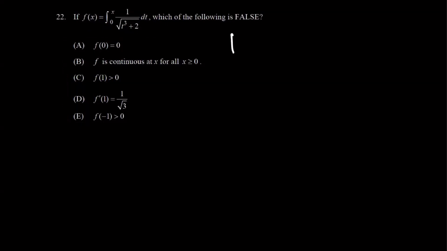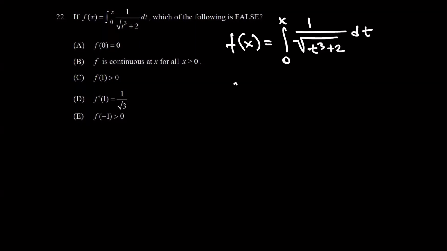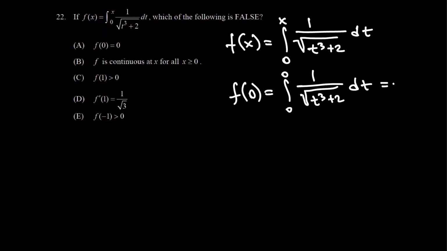So first one is f of 0 equals 0. Let's just rewrite what we are given here: f of x equals the integral from 0 to x of 1 over the square root of t cubed plus 2 dt. And so f of 0 is equal to the integral from 0 to 0 of 1 over the square root of t cubed plus 2 dt, which is indeed 0 because the upper and lower limit of integration is the same. So the first statement is true, so that's not the answer.